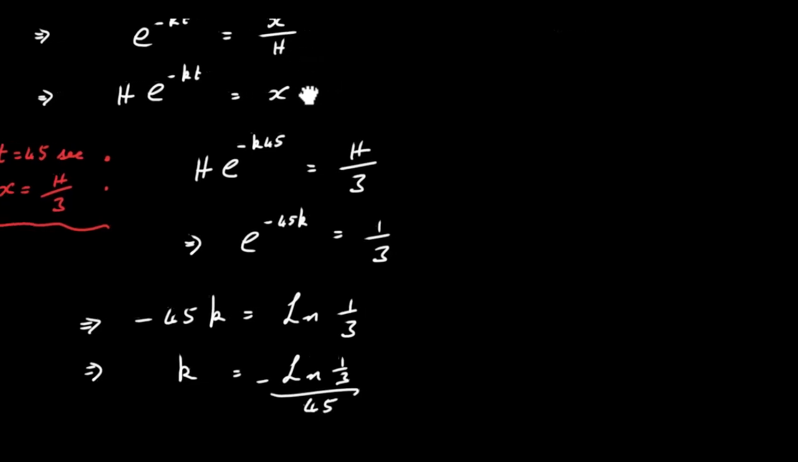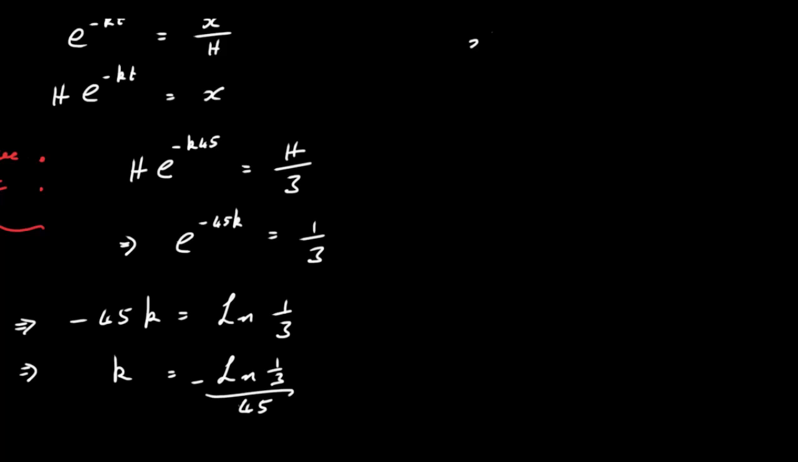Okay, so I'm just going to come up along here now. We know that x was equal to h e to the power of minus kt. We've now got k, so I'm going to put k in there. So when k is minus log of 1/3 over 45, we know that x has to be equal to h over 8. So that's equal to h e to the power of minus k, so minus minus is plus, so it's going to be plus the log of 1/3 over 45 times t. So you've just got to solve this now for t.